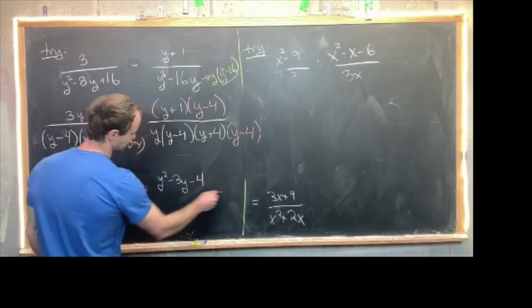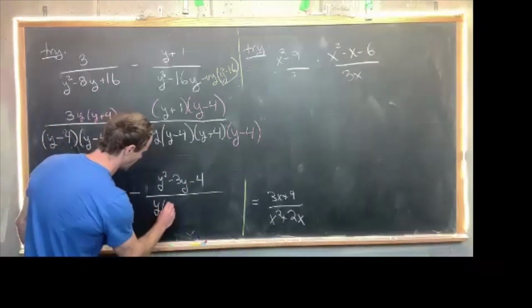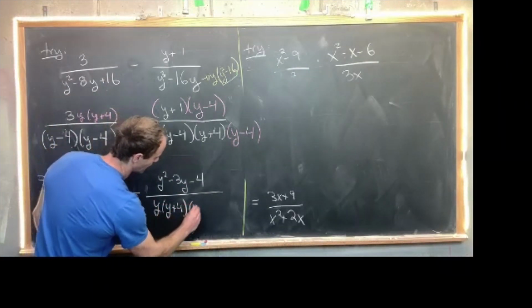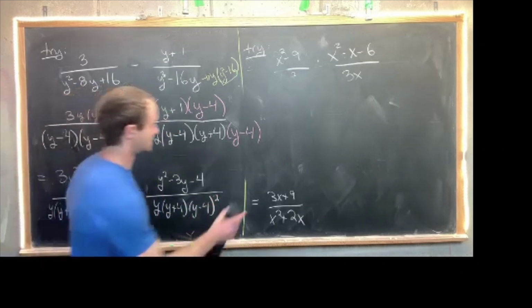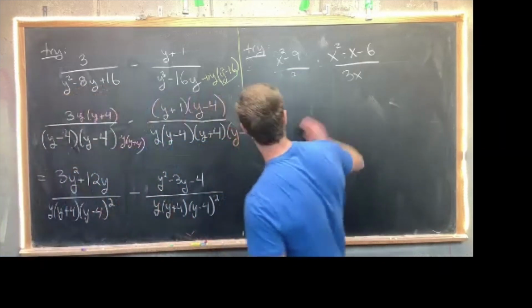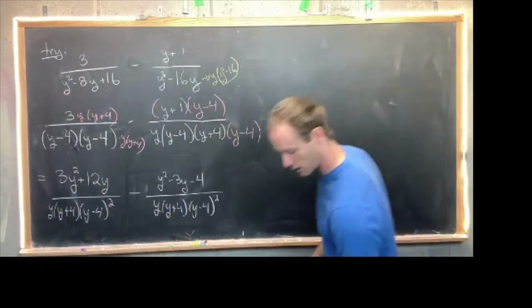Minus 4 times 1 is minus 4. So we get that. And then we have the same denominator, so y plus 4, y minus 4 squared. Okay, good. So now let's see if we can simplify that at all. And we can.